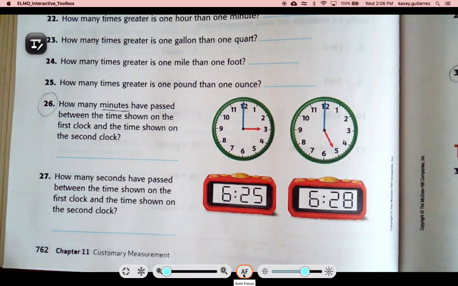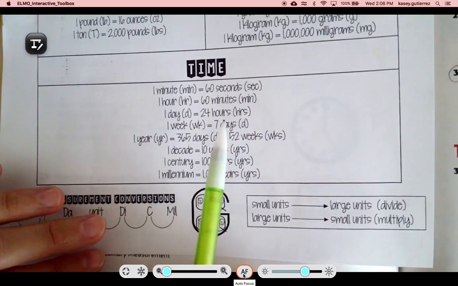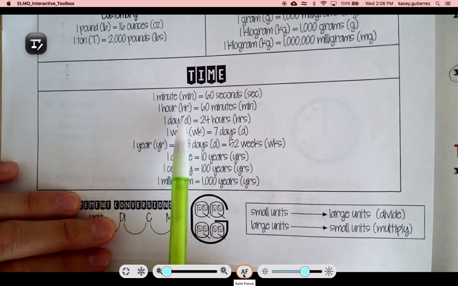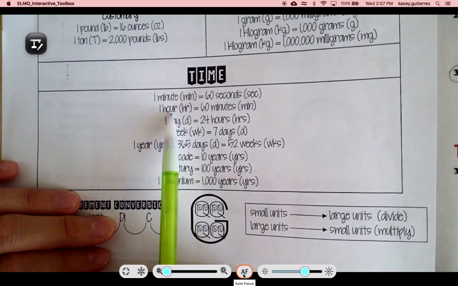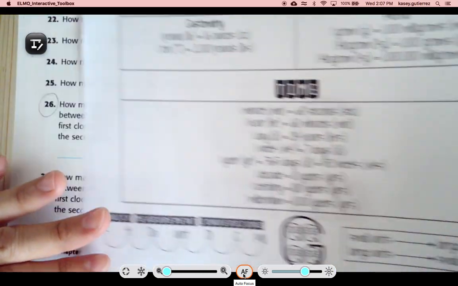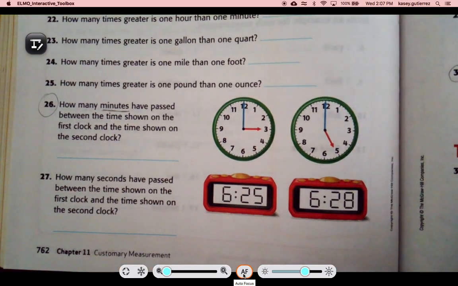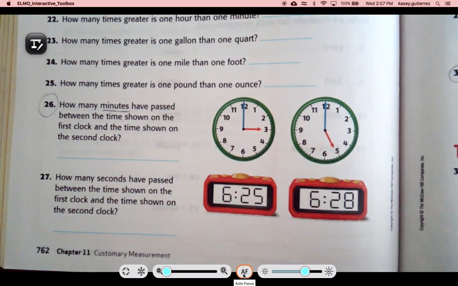So I'm going to go to my conversion chart again and find hours to minutes, because we need to know hours to minutes. We'll look right here. It says 1 hour equals 60 minutes. I'm going to take it and I'm going to put it right over here. This is where I'm going to need to get scrap paper, because I don't have enough room on here to work. I like to have a lot of space.